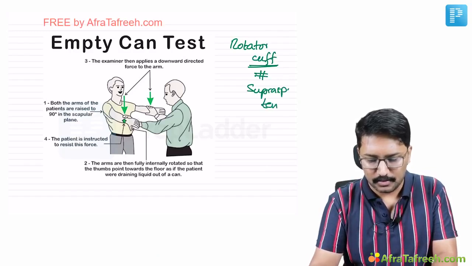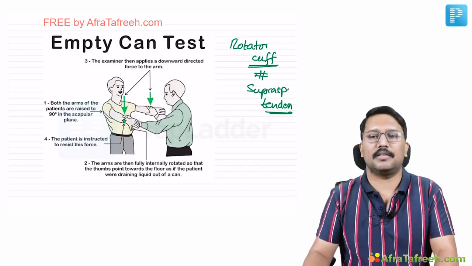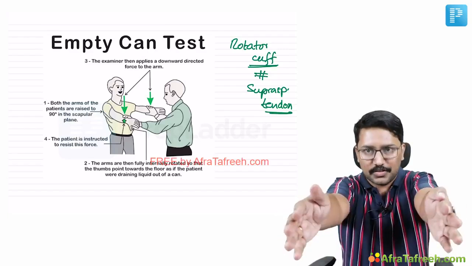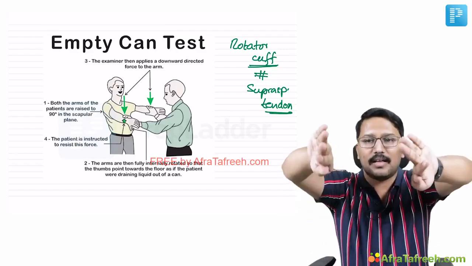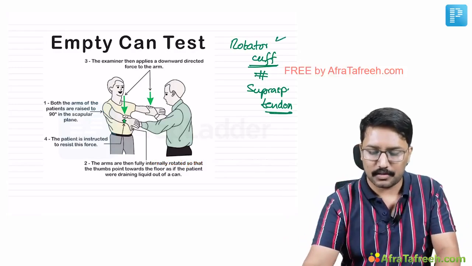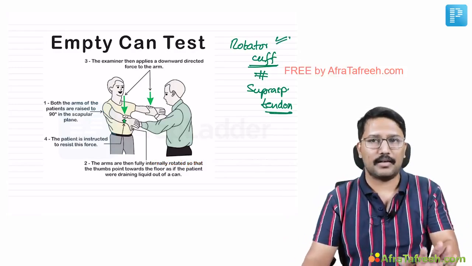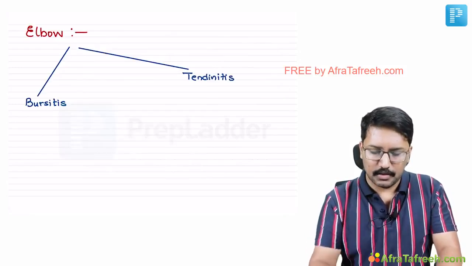Supraspinatus tendon being affected. So, what are we doing here? The examiner is first asking the patient to have their arms outstretched, then internally rotate as if emptying a can, and then he is applying downwards pressure. Now, if that is triggering the pain, that is suggestive of rotator cuff injury, right? The empty can test is for rotator cuff injury. Clear? Okay, so that completes our shoulder joint.